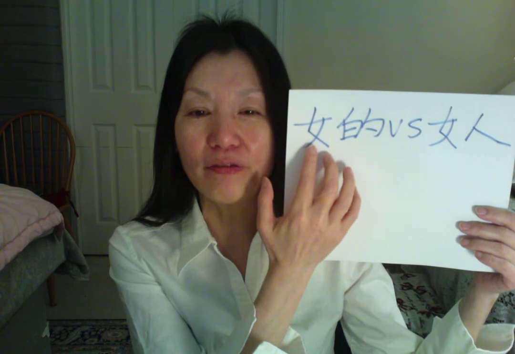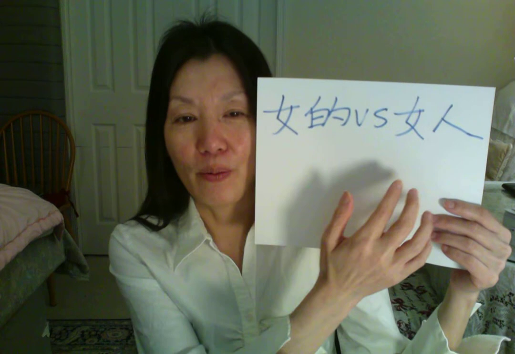女的, female. If we only say 女, that's a character meaning woman. 女, woman, female. 女的 together, female. 女 by itself is woman. 女的, female. 女人, woman.